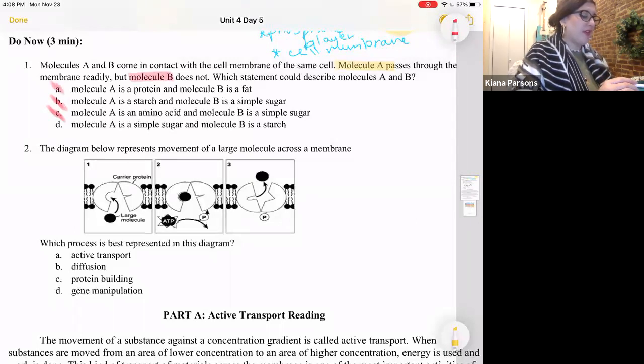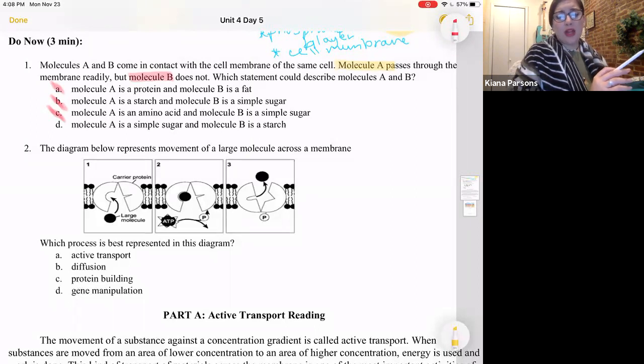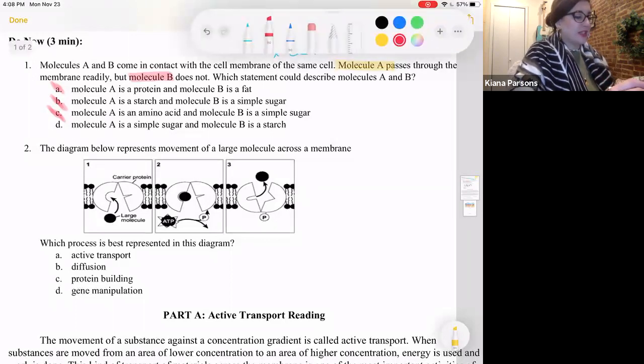And fats, we haven't really talked about their ability to pass through the cell membrane, but fat kind of repels fat, although fats could theoretically get into the cell, obviously, if they're broken down, and also maybe even through active transport, as we're about to discuss. But the correct answer is D.